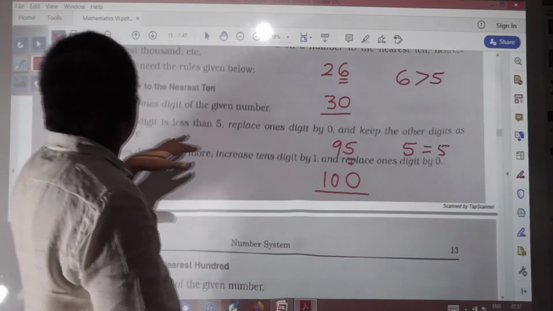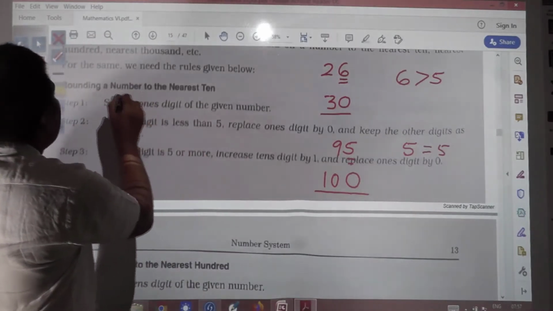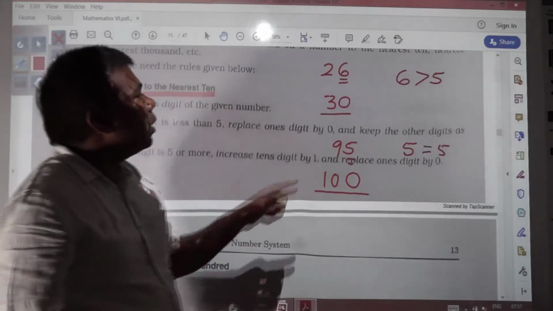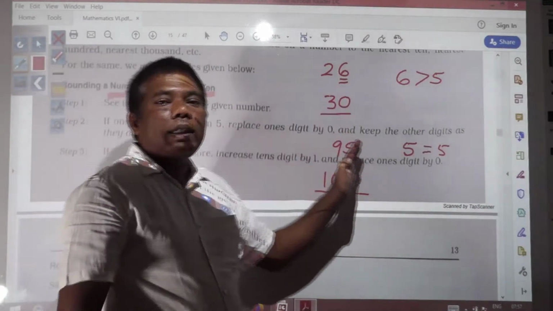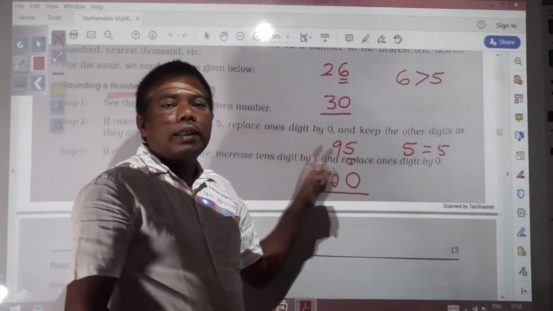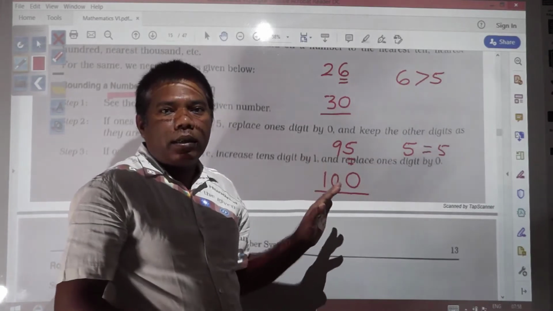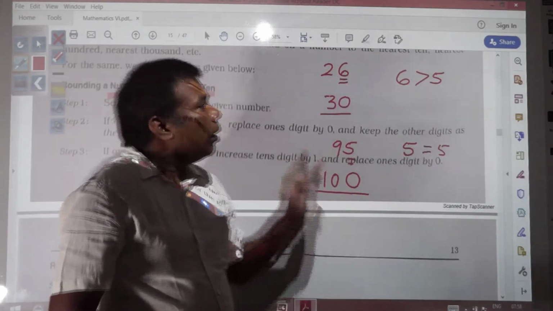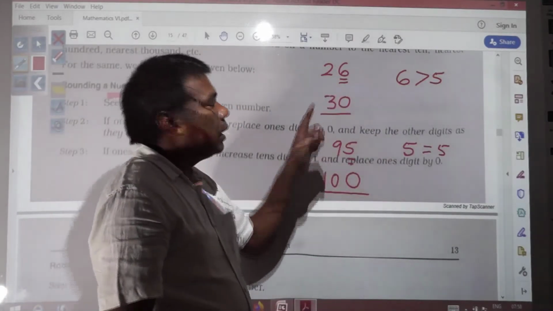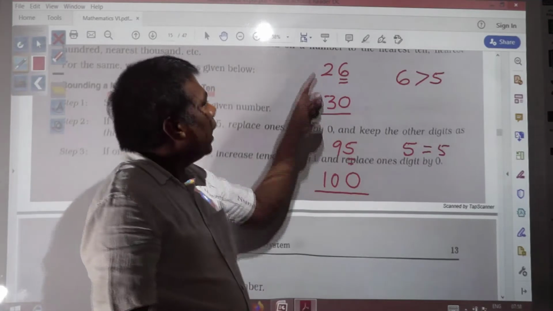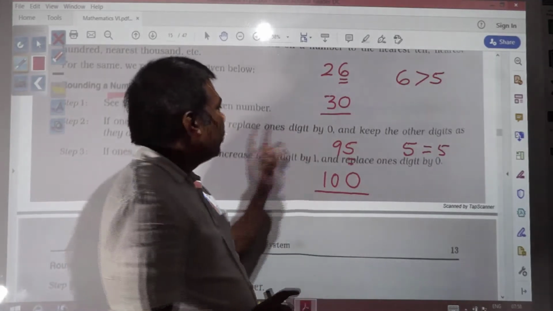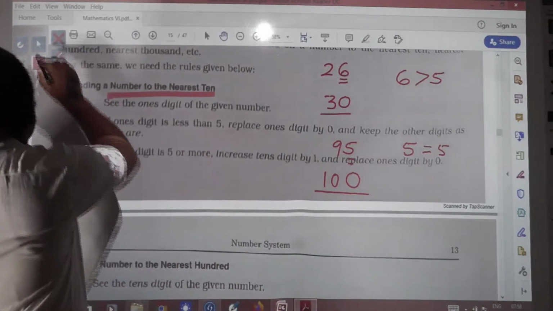So what did we learn? In rounding a number to the nearest 10, if the ones digit is lesser than 5, that ones digit is simply replaced by 0. That's it, and the rest of the number will be the same. But if the ones digit is 5 or greater, then the ones digit is replaced by 0 and the tens digit is increased by 1. So I hope you understood. Okay, next we will see.